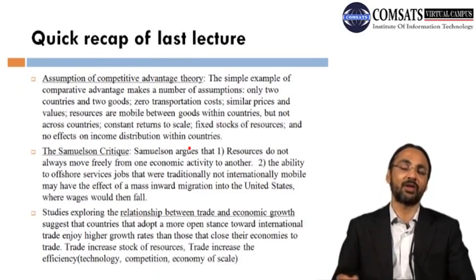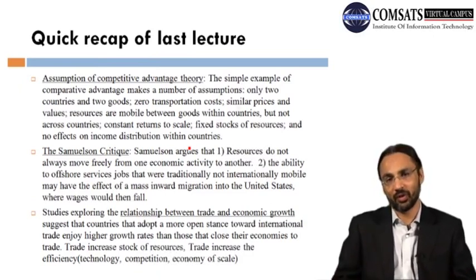The assumption says that there are only two countries involved in the trade. In fact, there are not two countries. There are plenty of countries who can trade with each other. And the second thing was that there are only two products involved in trade. In reality, of course, this assumption also fails. There are plenty of products which can be swapped across the countries.